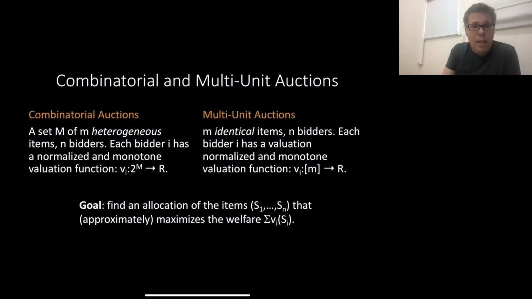Okay, so in a combinatorial auction, we have a set M of m heterogeneous items and n bidders. Each bidder i has some valuation function that gives some value for each possible subset of the items.